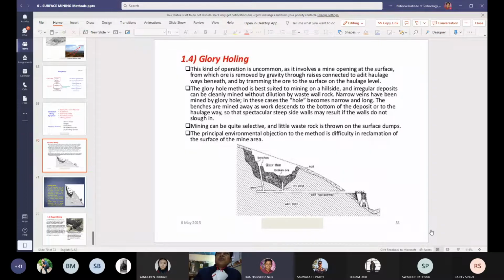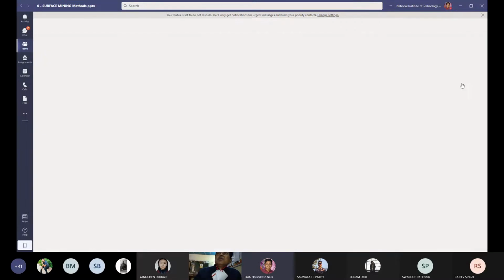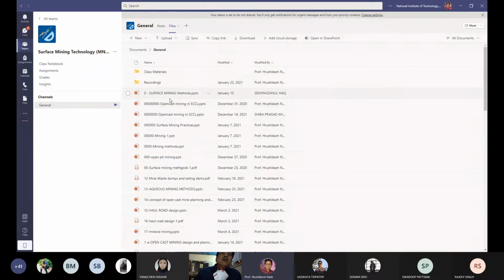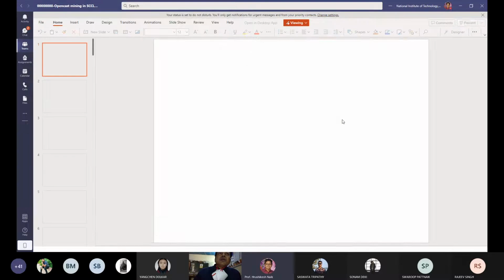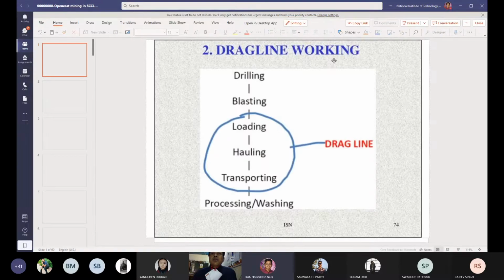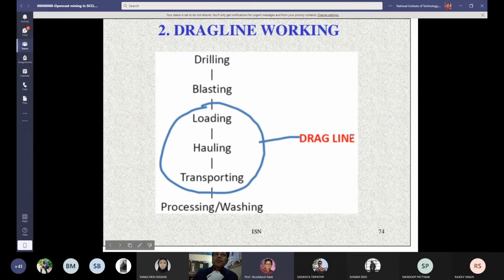Let us go to the other methods. Here you can see the dragline mining method. Dragline mining. So what is dragline mining?